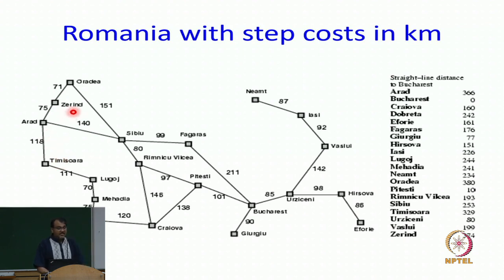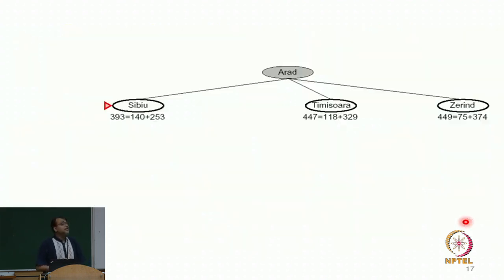For Zerind, my f function would be 75 plus 374. For Sibiu, my f function would be 140 plus 253, and for Timisoara, my f function would be 118 plus 329, and therefore, I am going to expand Sibiu because it is the shortest, it is 393. It basically says even though the current price that I am paying is high, the estimated distance further down is low, and so let us try to go there. Okay. So far so good.